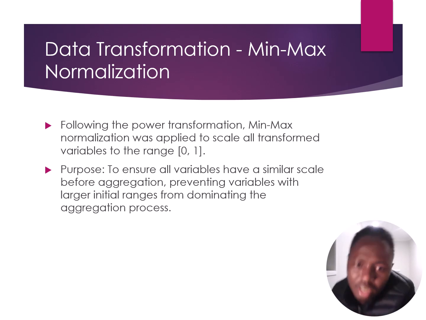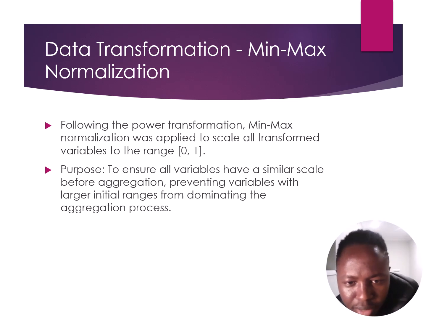So the data transformation, min-max normalization. Following the power transformation, min-max normalization was applied to scale all transformed variables to the range of 0 to 1. The purpose for this was to ensure all variables have a similar scale before aggregation, preventing variables with larger initial ranges from dominating the aggregation process.